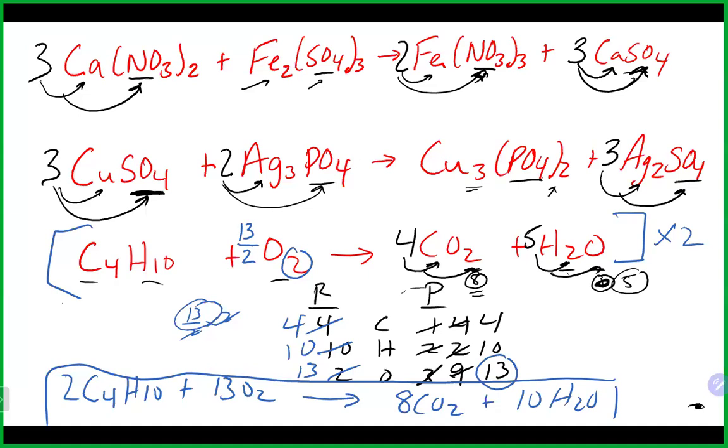So let's just take a look at it here. 4 times 2 for the carbons, 8 on the left. 8 times 1 is 8. For the hydrogens, 2 times 10 is 20. On the right, 10 times 2 is 20. And oxygens, 13 times 2 is 26. 8 times 2 is 16, and 10 times 1 is 10, 26. So we are balanced in our equation there. Again, we now have all whole numbers in terms of our coefficients.